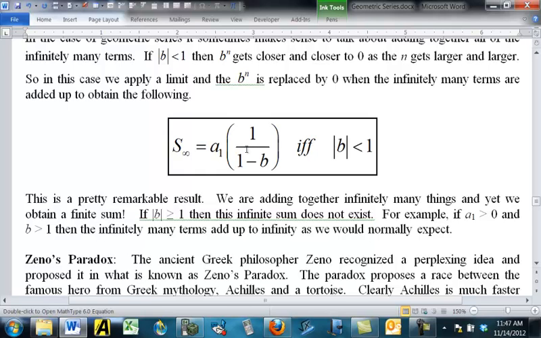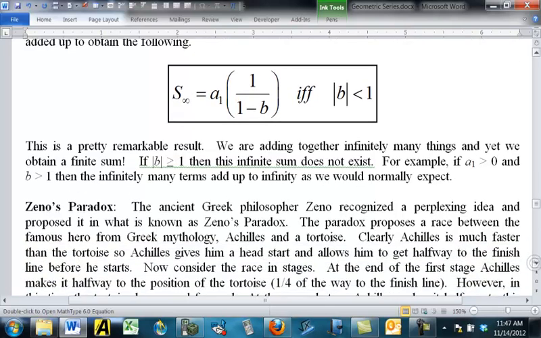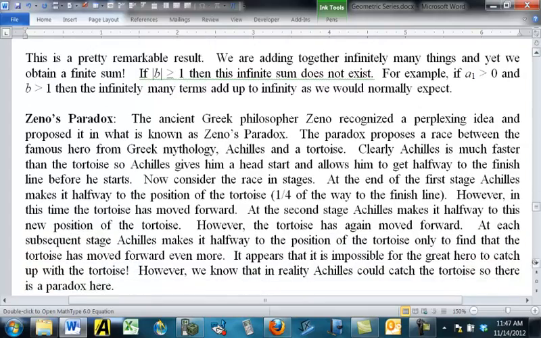the sum is actually going to approach infinity, like it would normally do when you add up infinitely many things. But since the things that we're adding each time are smaller and smaller, getting closer and closer to 0, it actually turns out that we can add up an infinite number of things and actually get a finite answer. That's pretty bizarre. And this is a solution to an ancient paradox.